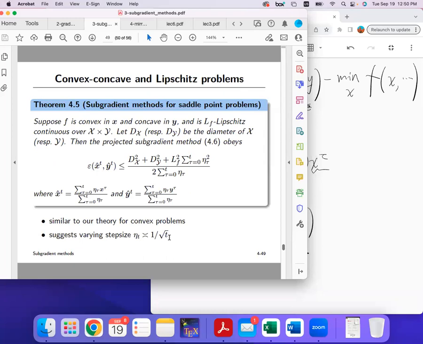So we can see that even for the saddle point problem, subgradient methods can still achieve a 1 over square root of T convergence rate if you use this step size. This convergence rate is pretty much the same as the previous one.